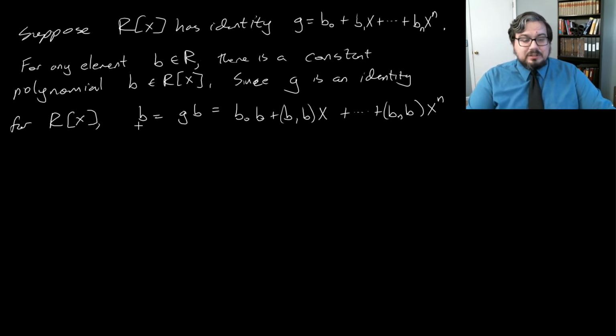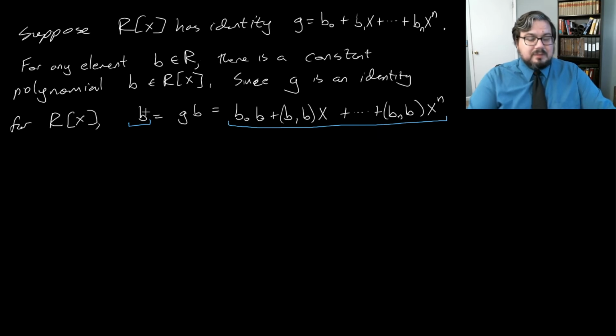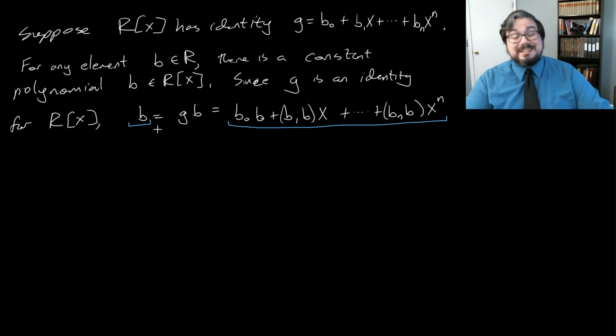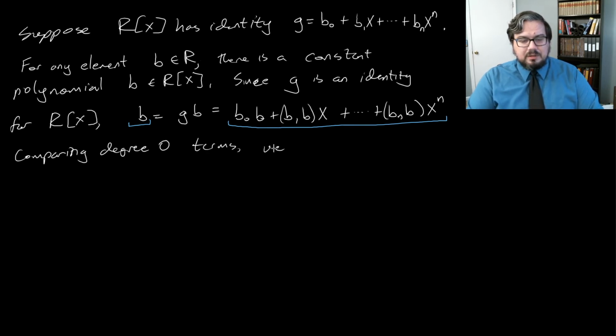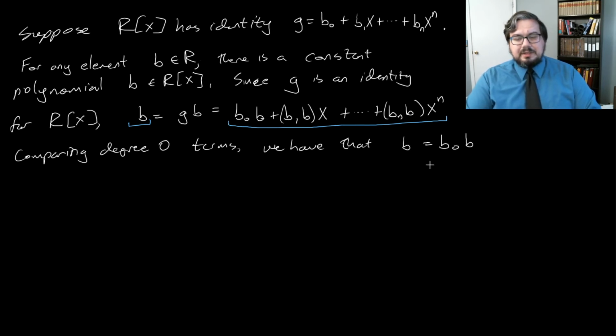And in particular, to say that this polynomial on the left is equal to this polynomial on the right means that if I compare the coefficients in any degree, they must be equal. So comparing degree 0 terms, we have that the degree 0 term on the left equals the degree 0 term on the right. So in other words, we have b is equal to b0 times b.